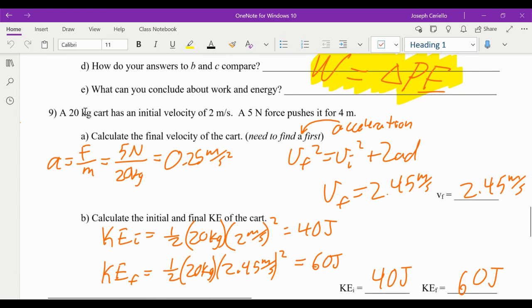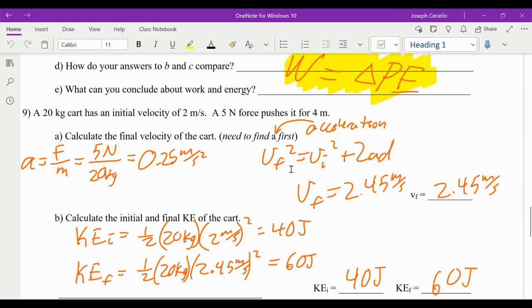Looking at number 9, it's a little bit different. We have a cart that's moving, and it's pushed with a force of 5 newtons. So the first thing you have to do is find the acceleration of the cart, which we just did with Newton's second law, a equals F over m, and we get 0.25 meters per second squared. Then using this equation that you recall from last class, we find that the final velocity is going to be 2.45 meters per second. It's sped up a little bit.